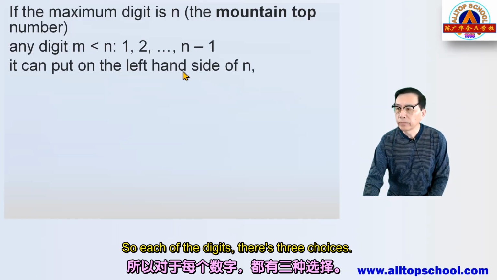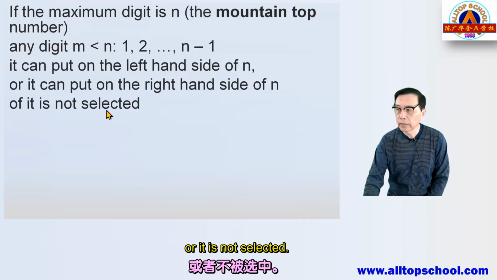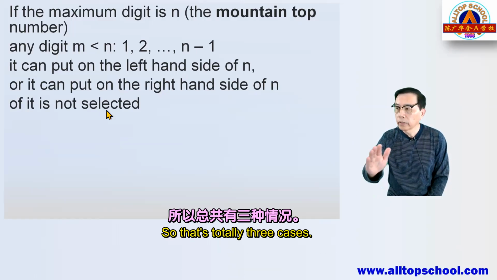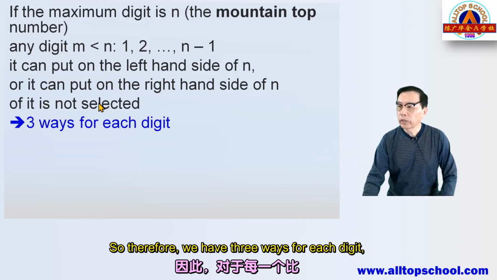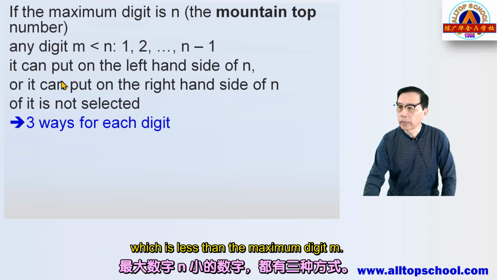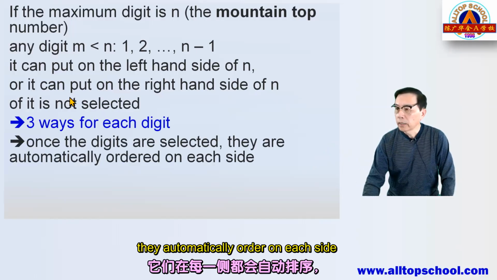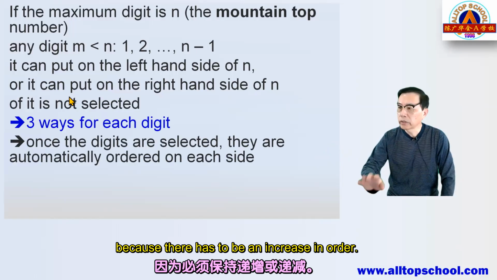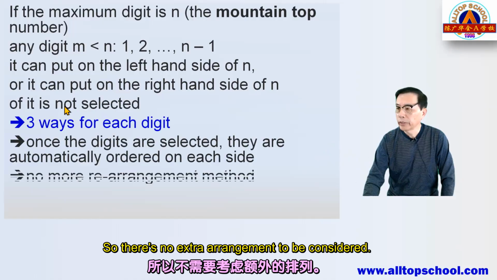So for each digit, there's 3 choices. Put on the right side, put on the left-hand side, or it is not selected. So that's totally 3 cases. So therefore, we have 3 ways for each digit which is less than the maximum digit n. Once the digits are selected, they are automatically ordered on each side because they have to be in increasing order, so there's no extra arrangement to be considered.